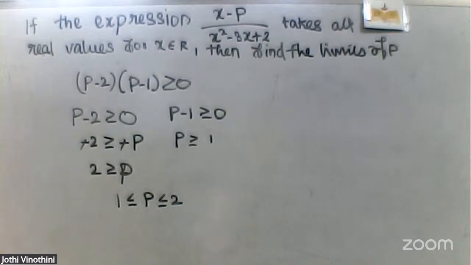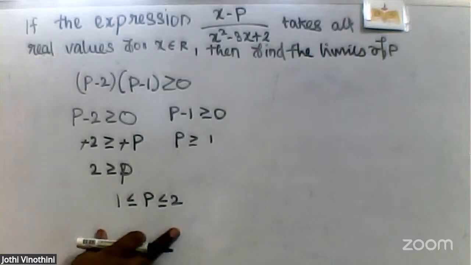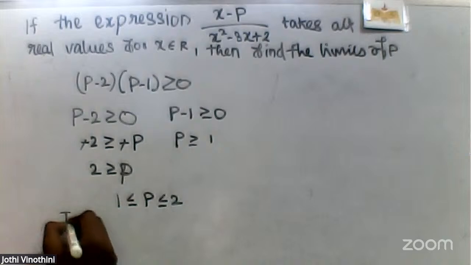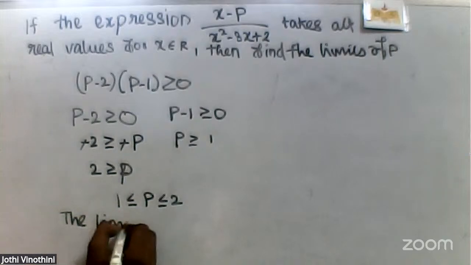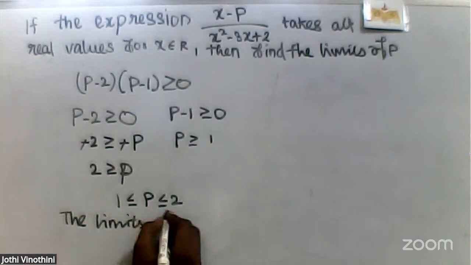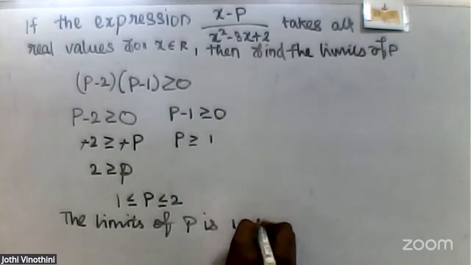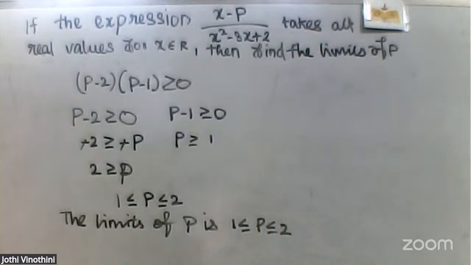Right? Right. So what do we have to find? We have to find the limits of p. Did we find the limits of p? Yes, we found the limits of p. So we can write the limits of p as 1 less than or equal to p less than or equal to 2. We can also write p belongs to 1 comma 2. Okay? Okay.